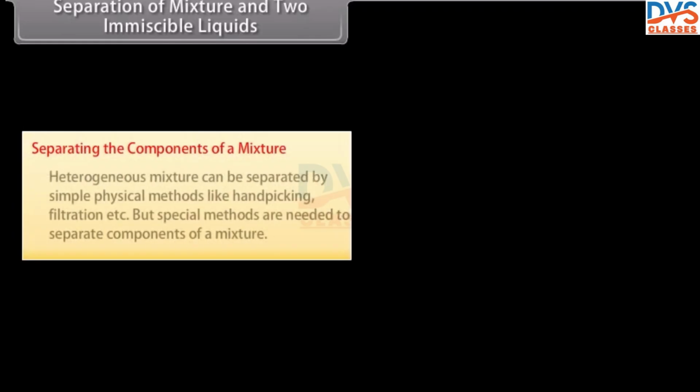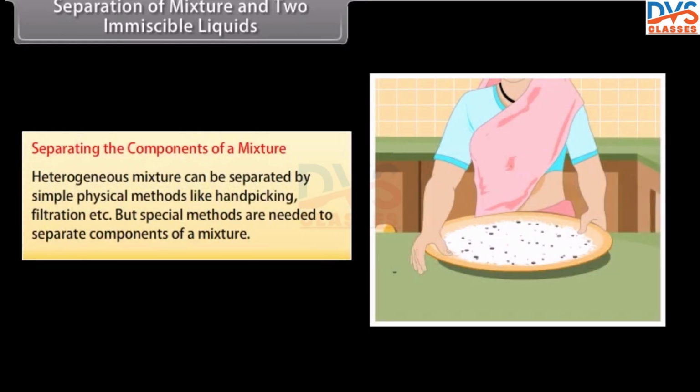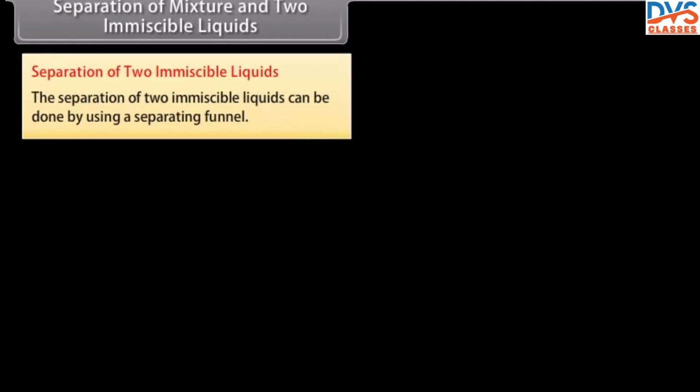Separation of mixture and two immiscible liquids. Separating the components of a mixture. Heterogeneous mixture can be separated by simple physical methods like hand-picking, filtration, etc. But special methods are needed to separate components of a homogeneous mixture. Separation of two immiscible liquids. The separation of two immiscible liquids can be done by using a separating funnel.